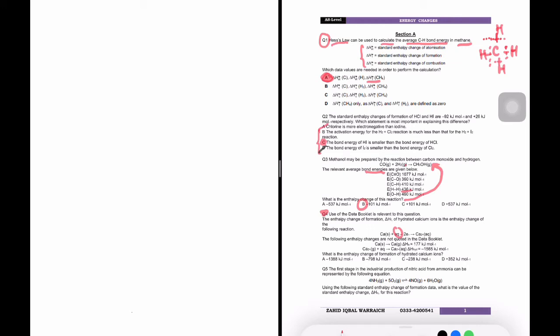Okay, next question. So in this one, you have to calculate the delta HF of hydrated calcium ions, which is Ca2+, from this equation using the booklet and these two processes. Okay. So we know that in order to figure out this kind of question, you have to draw the Hess law or the Hess diagram, right.